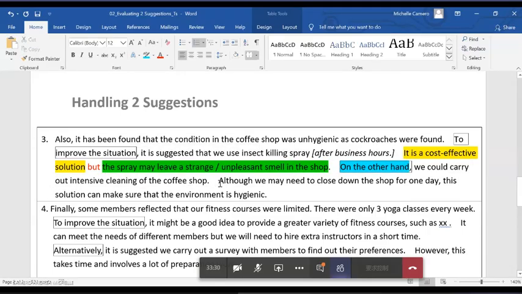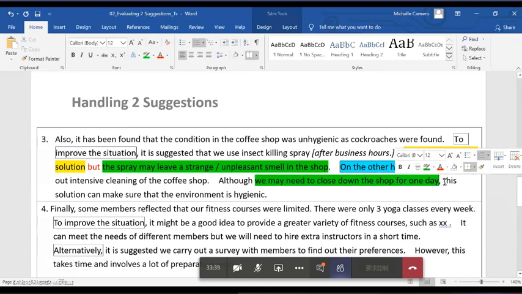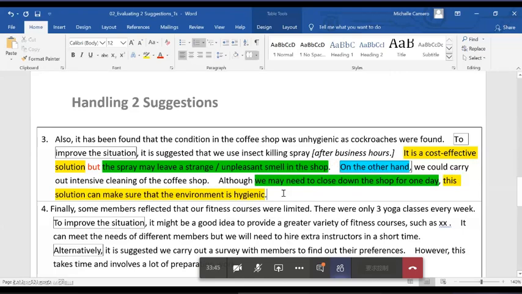Okay, that's solution 2. Although we may need to close down the shop for one day. So you're saying you have to close the coffee shop for one day. That's a disadvantage. This solution can make sure that the environment is hygienic. Okay, that's the advantage. And they use the word although to show the relationship between the advantage and disadvantage.